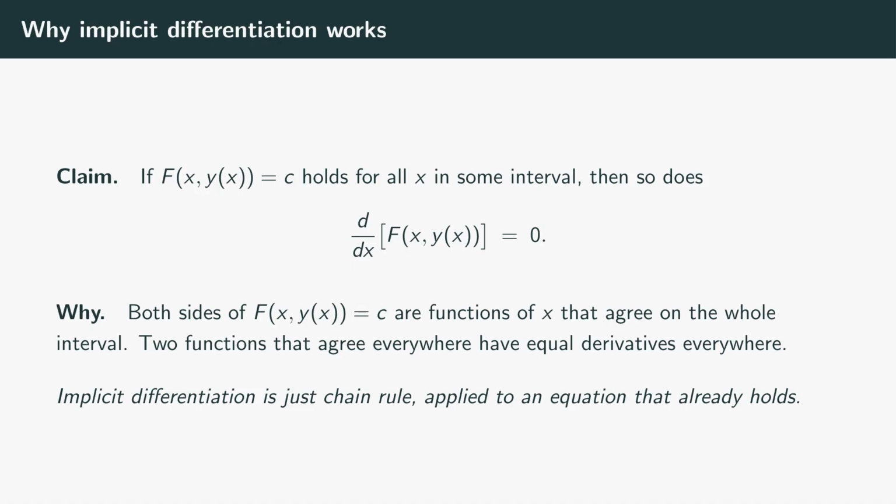Two functions that agree on a whole interval have the same derivative on that interval. Both are the zero function, for a constant. So differentiate both sides with respect to x and the equation remains true. The left side's derivative involves the derivative of y with respect to x wherever y appears, by the chain rule, and the right side is the derivative of a constant, which is 0. That's the whole justification. Implicit differentiation isn't a new rule, it's just the chain rule, applied to an equation that holds identically.